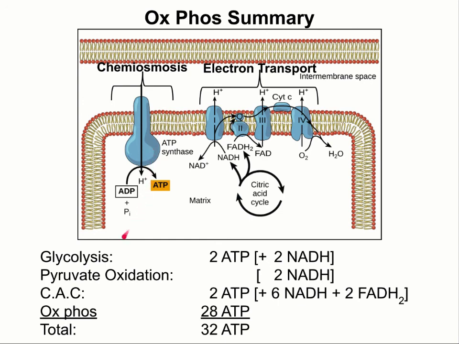Putting all these stages together, glycolysis generates 2 ATP by substrate level phosphorylation plus 2 molecules of NADH, which contains high energy electrons to be used later. Pyruvate oxidation doesn't produce any ATP directly, but does produce 2 NADH. The citric acid cycle produces 2 ATP by substrate level phosphorylation plus 6 NADH and 2 FADH2. These 10 NADH and 2 FADH2 contain high energy electrons that are used in OXPHOS to make 28 ATP.